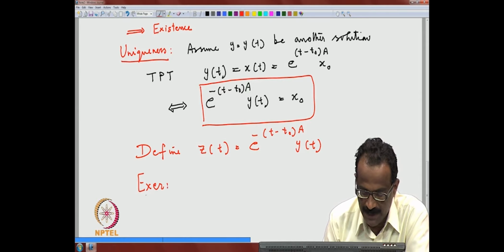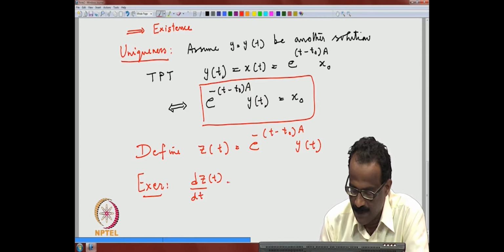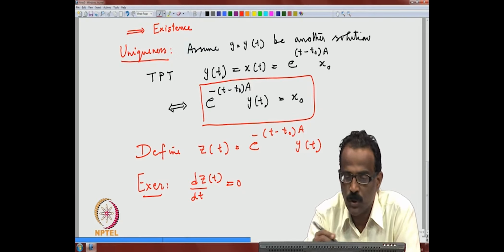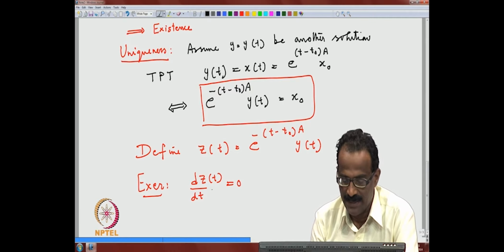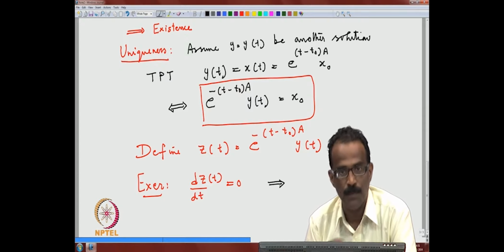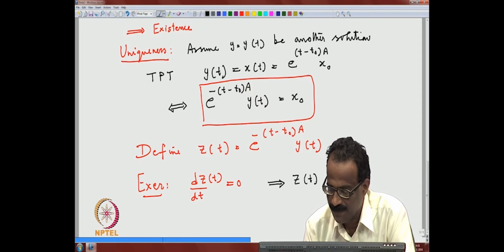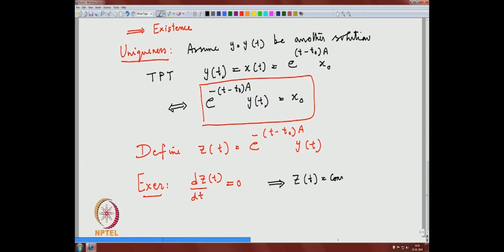These are all simple exercises. Show that dz by dt is equal to 0. That is an easy exercise. When you show that dz by dt is equal to 0, then z of t is a constant. But what is that constant? That constant has to be z at t naught, since Z t is a constant, as already proved.